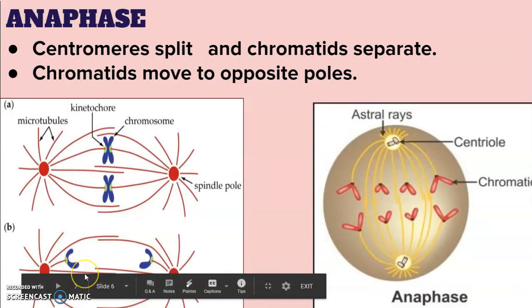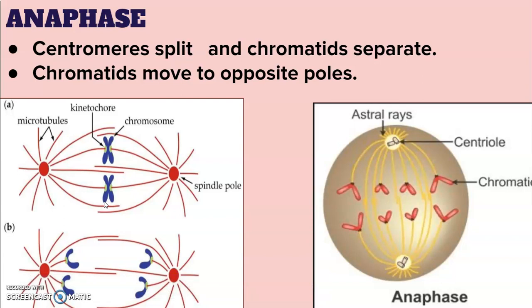The next stage is anaphase. During anaphase, the centromere splits and the chromatids separate. Here we have learned, children, this picture. This is the chromosome, and on either side of it consists of two chromatids which are held together by the centromere. On either side of the centromere, we have learned there are kinetochores.